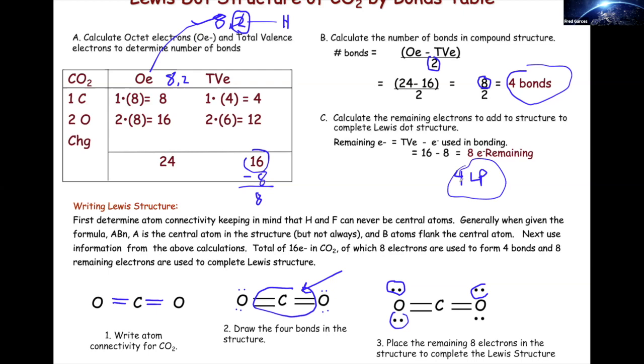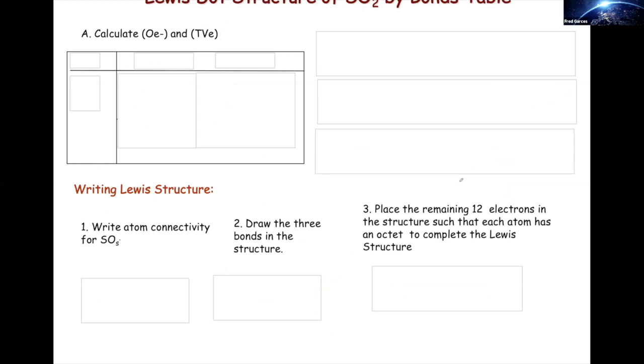The bond table gives you that information. But more importantly, it gives you an advantage because now you have something concrete to work with. Let's look at a more complicated example.